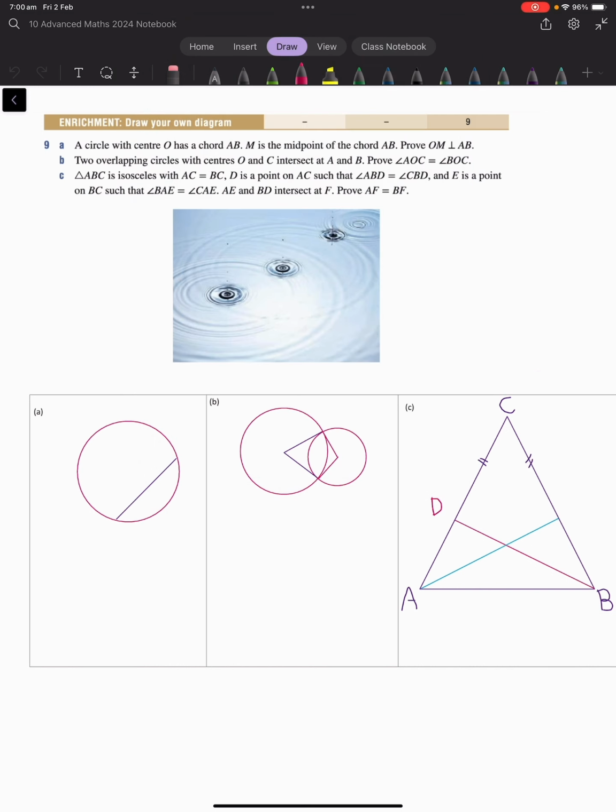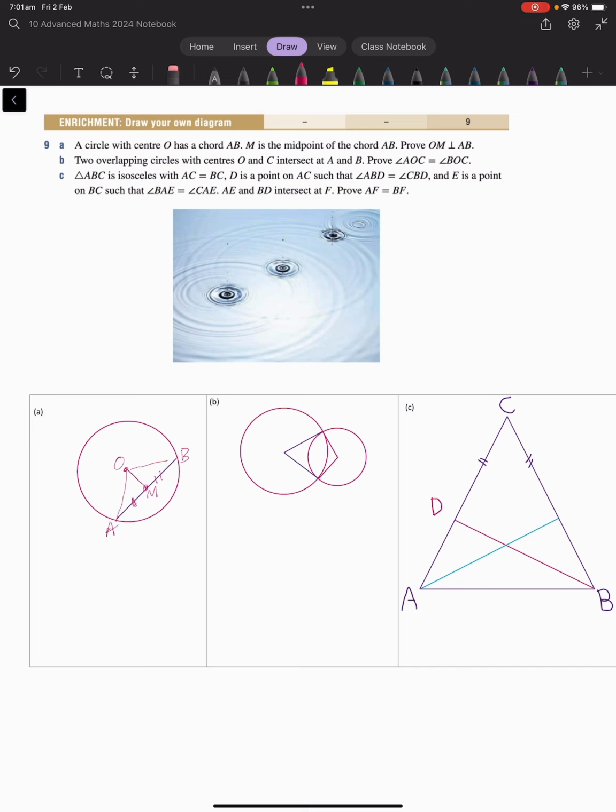So I've got question A over here. I've put in the centre of my circle, O, which has a chord AB. M is the midpoint, so it divides the chord into two. Prove that OM, this line here, is perpendicular to AB. Now, what we want to do here is try to establish some congruence. So what I'm going to do is draw a radius.